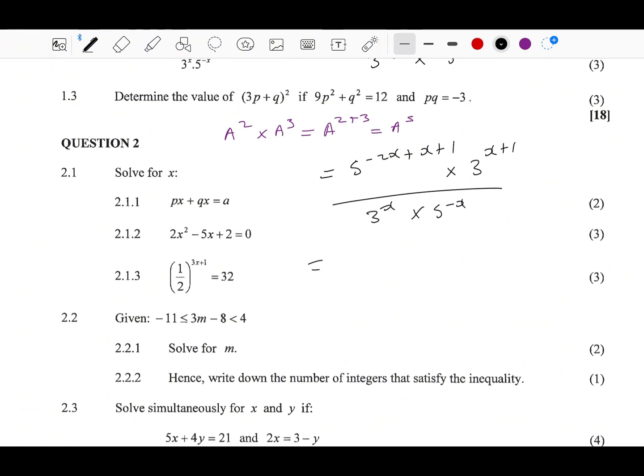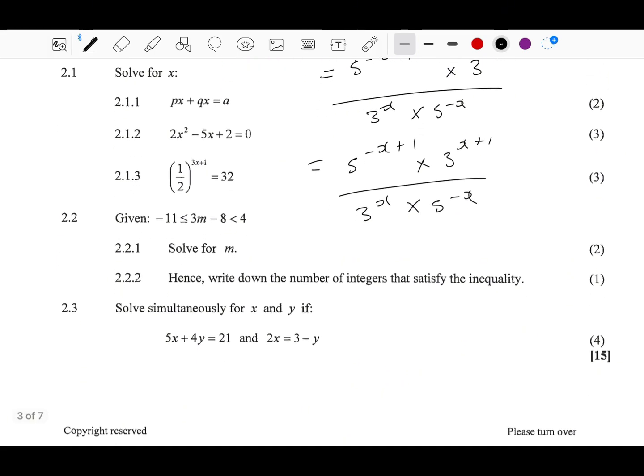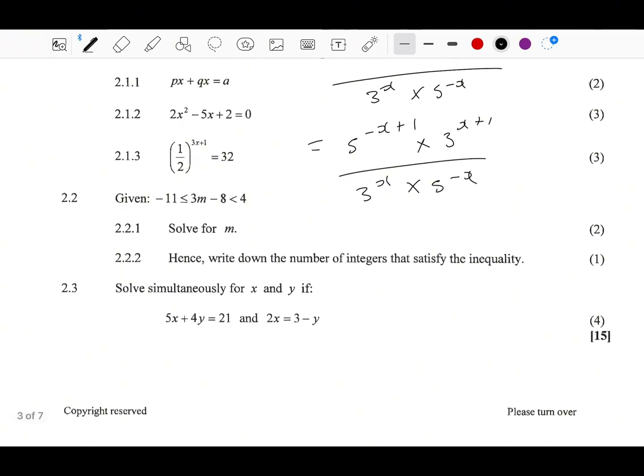And from here, you can actually add these common factors. Negative 2x plus x is negative x. So you have 5 power negative x plus 1 times 3 power x plus 1 divided by 3 power x times 5 power minus x. Okay, hectic. So we're getting there. Seems like we have some light.